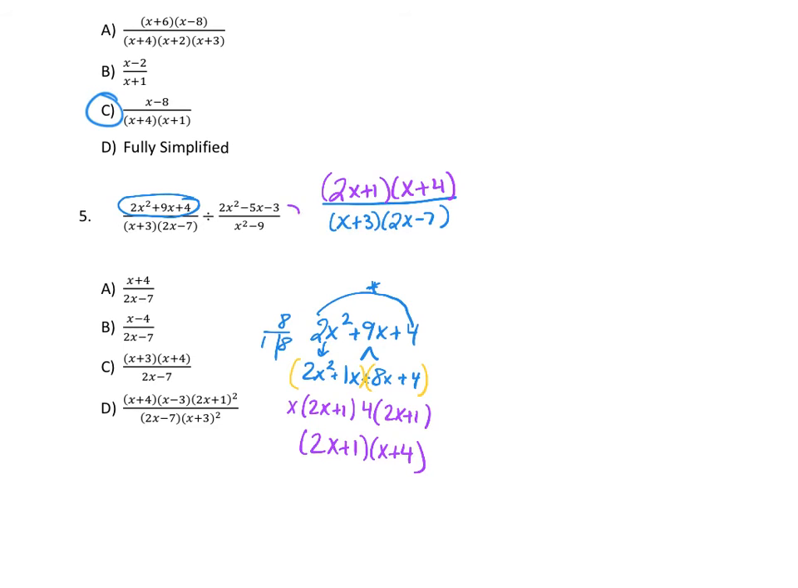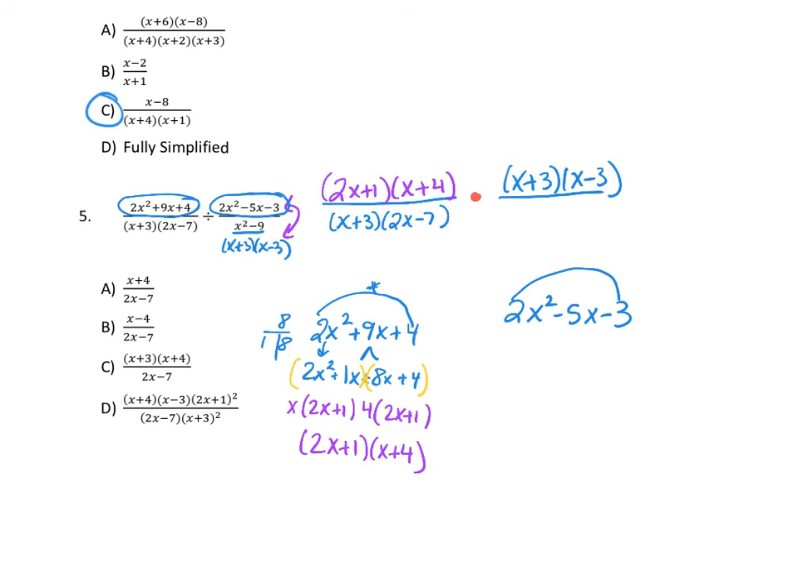Now I need to flip this one, flip the numerator and denominator. So what I'm going to do is x squared minus 9, well, that factors into x plus 3, x minus 3. But since I'm flipping that fraction, it's going to go to the top. And then I need to factor this trinomial, but that's going to end up going in the bottom after it's factored. So let's start by factoring this.